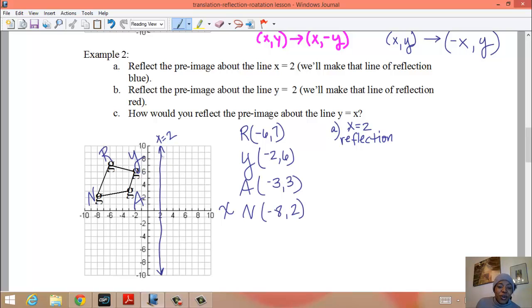So if R is 8 units away from the line of reflection, its image must also be 8 units away from the line of reflection. So 8 units from the line of reflection will put me here. And this would be R prime.